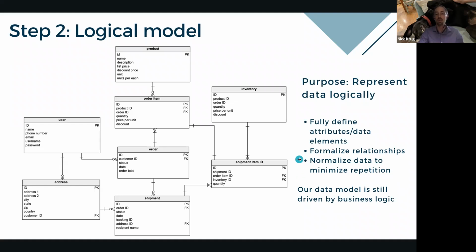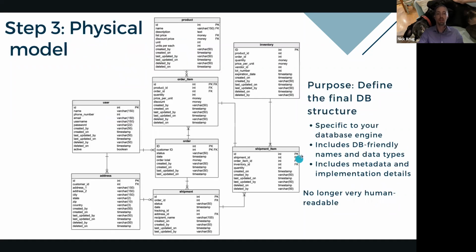Once we have a logical model built out, we can then translate it to something that is no longer really human readable, which is this physical model, where we are defining the final database structure. So this is going to include database-friendly names. It's going to include data types, in this case, for Postgres. It's also going to include metadata and implementation details. And if we have built this with appropriate software, this can actually be exported directly as a series of SQL scripts that we can use to fully build out our database.